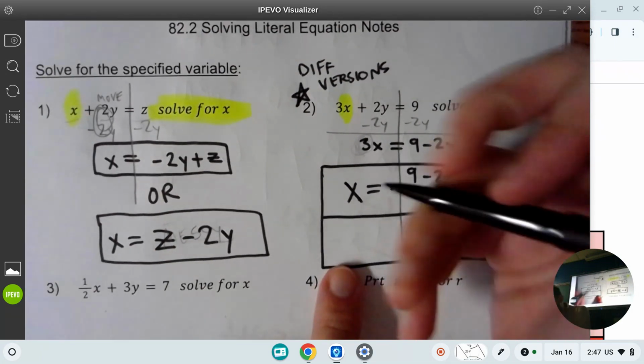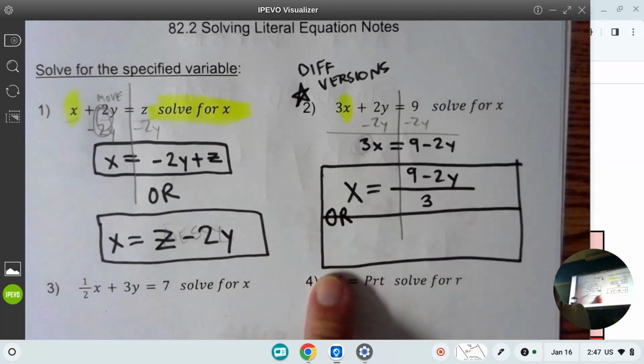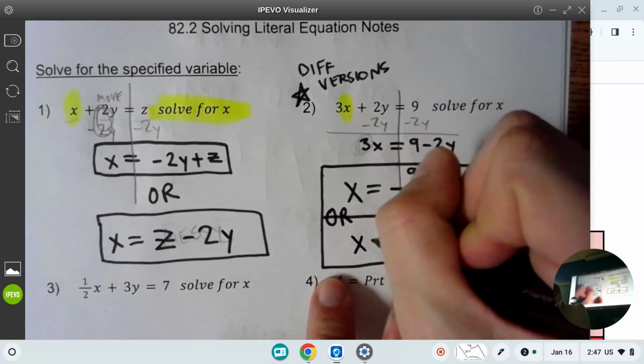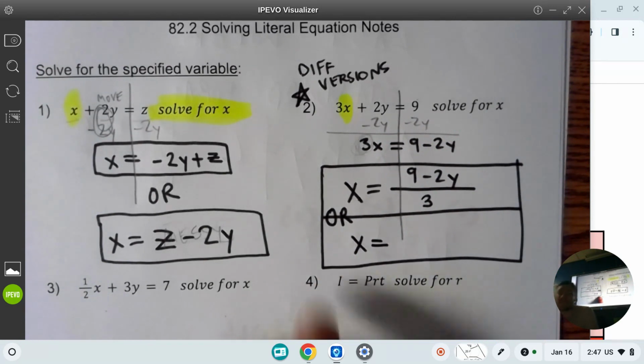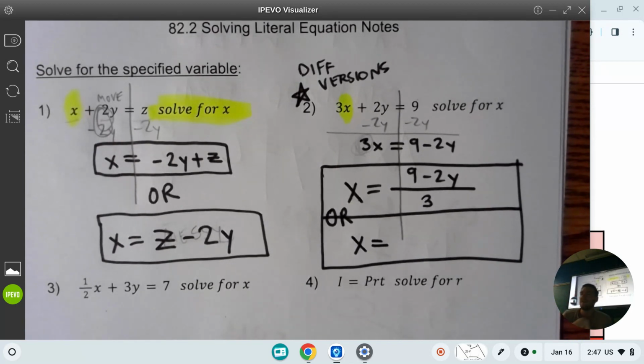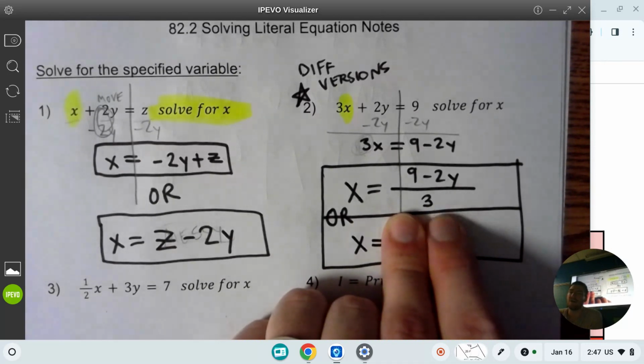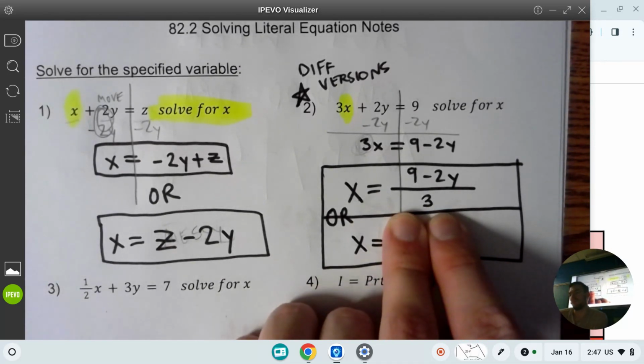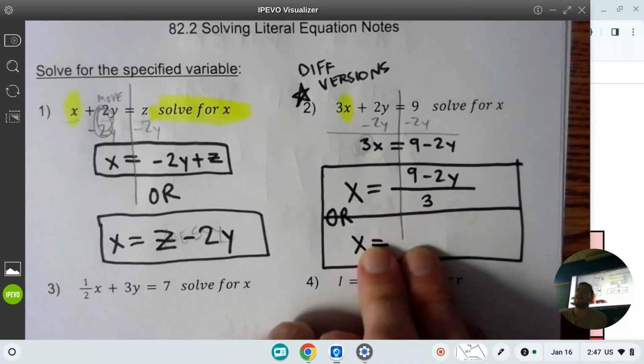Now the other option, right, I'll write or here again, because your answer might take those divided by 3. Let's say we're doing classwork today, right? And let's say you only know how to do this, but then the multiple choice doesn't have this type of answer. It has the second type of answer.